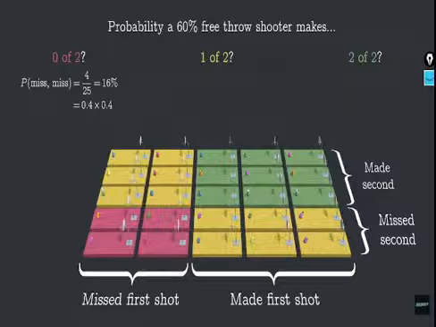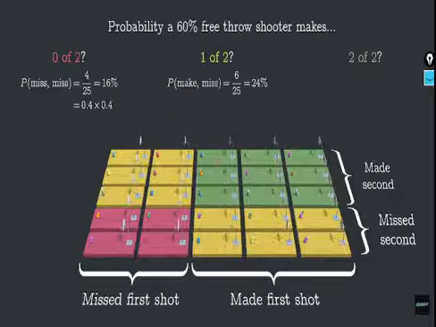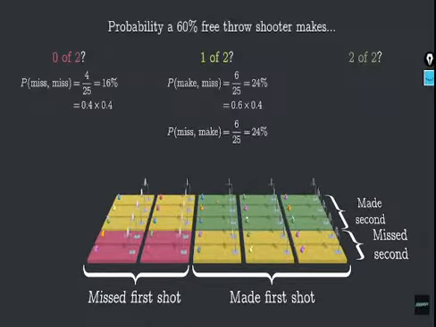Next, for the blobs that made one shot, we have two groups. One group of 6 made the first and missed the second shot, and 6 out of 25 is 24%. Again, we can multiply the individual probabilities to check that they come out the same, and indeed, 60% for the make times 40% for the miss comes out to 24%. The second group is pretty much the same, except the make and the miss come in the opposite order.